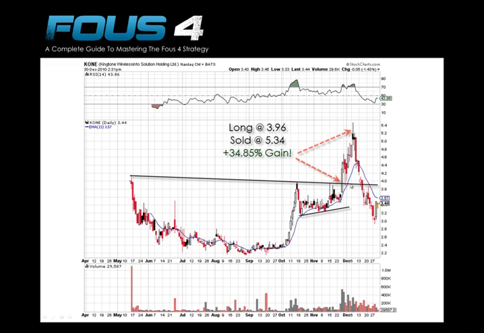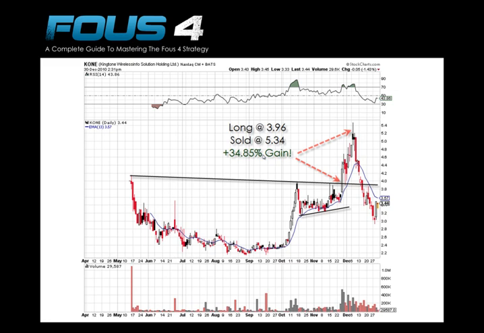And then from there, when it dipped back down slightly below 4, it just skyrocketed all the way up to $5 per share, the next whole number resistance level. I took advantage of the strength on this day when it broke out above 5 and sold at 5.34, locked in my 34.85% gain, and moved on.